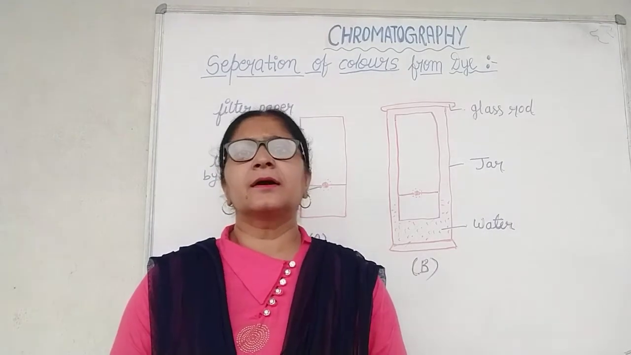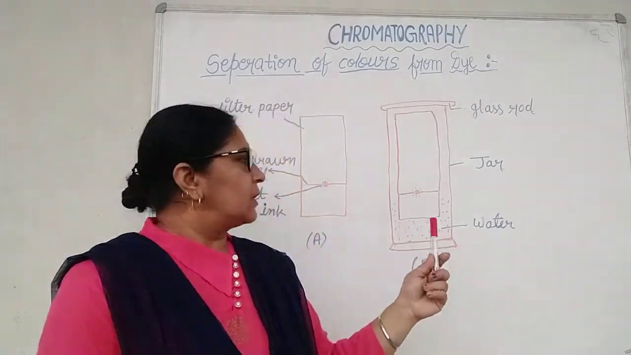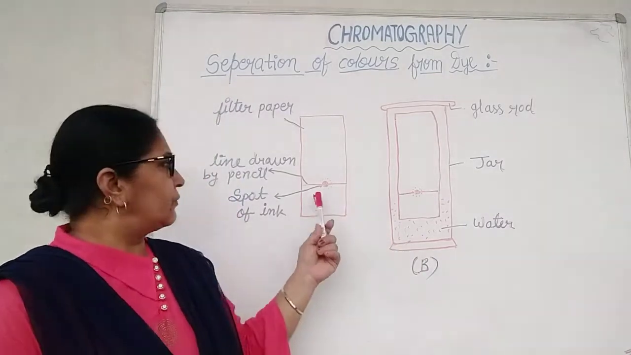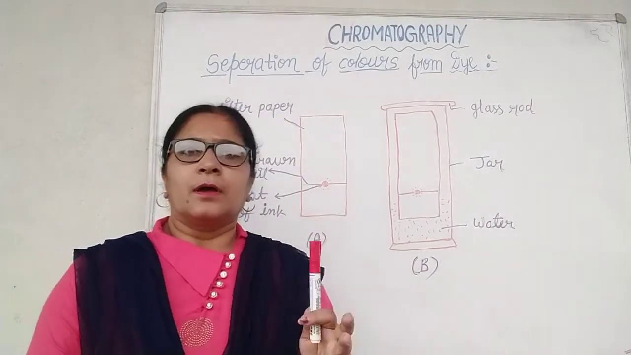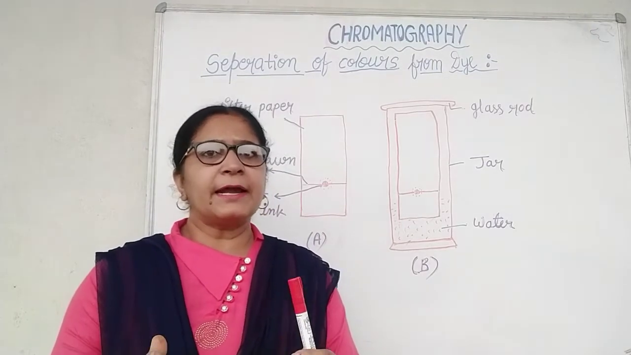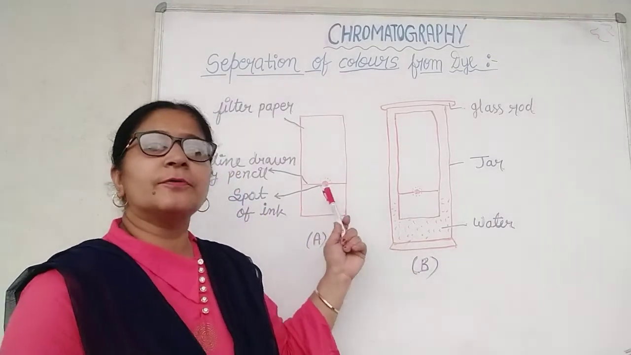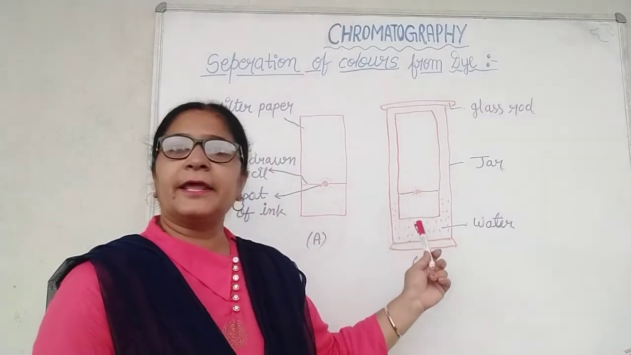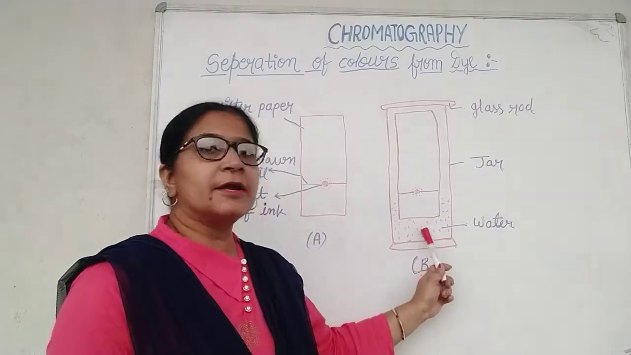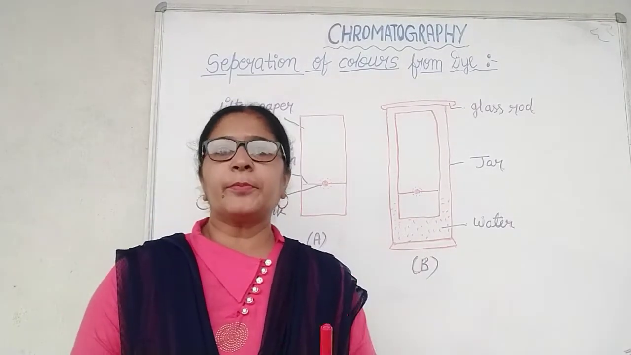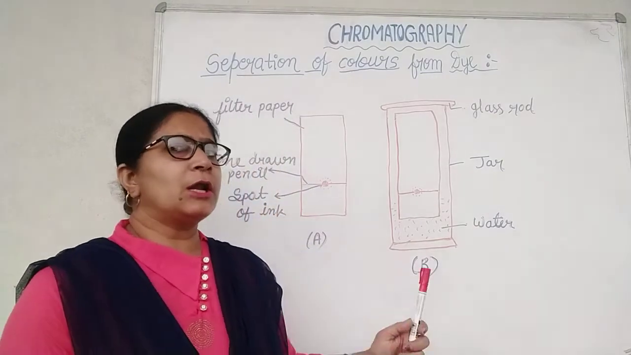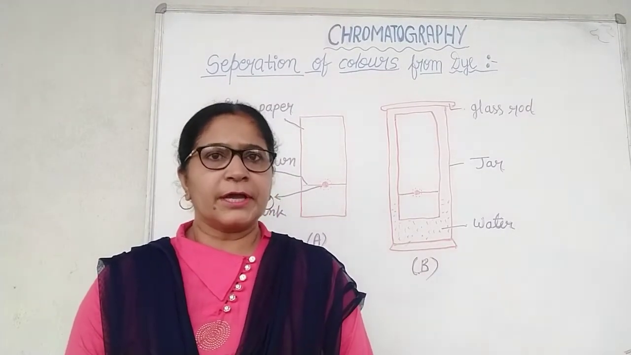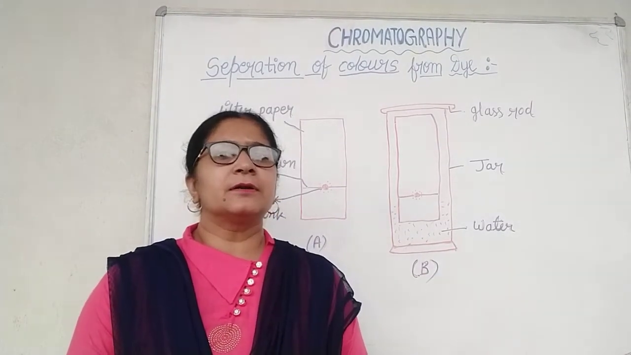For separating color from dye, take a thin strip of filter paper. Then draw a line with a pencil measuring 3 cm. Then at the center of the line, put a drop of ink and dip the filter paper in a jar containing water. But the filter paper should not be dipped fully, only some portion should be dipped, and then leave it undisturbed.